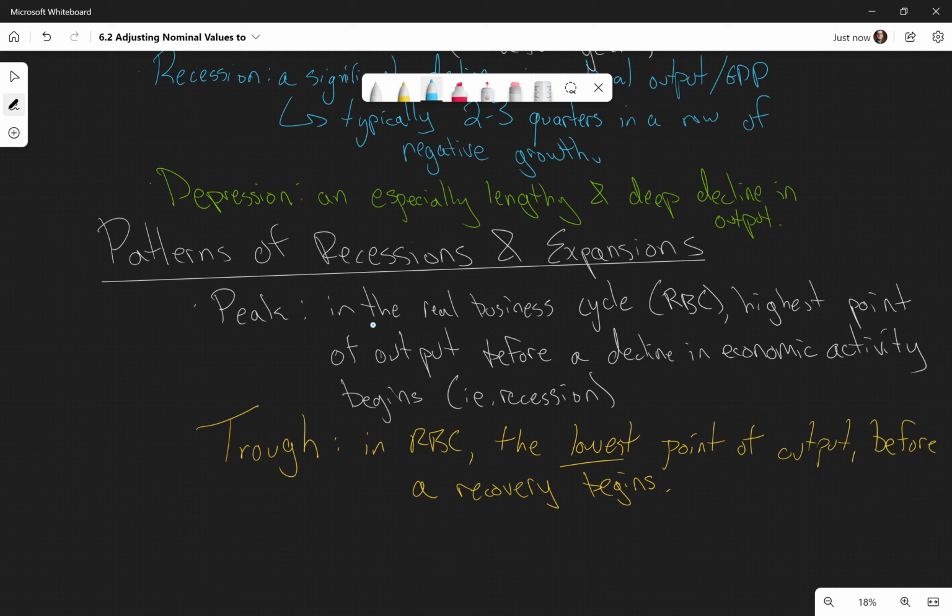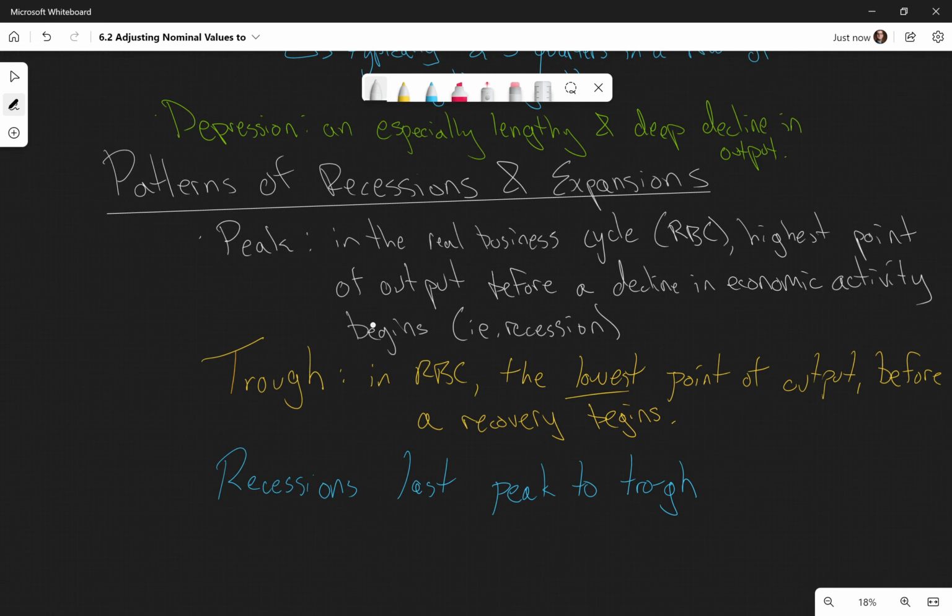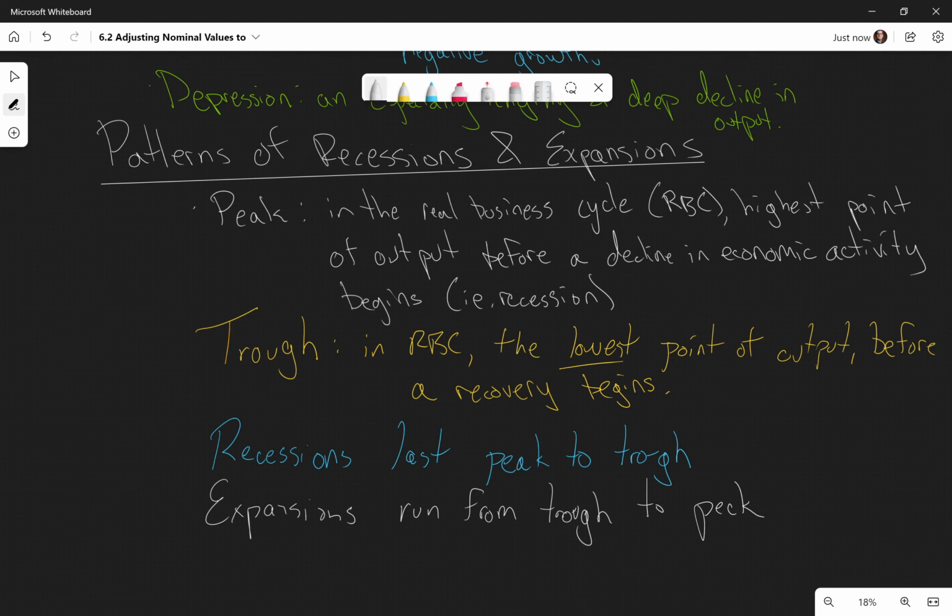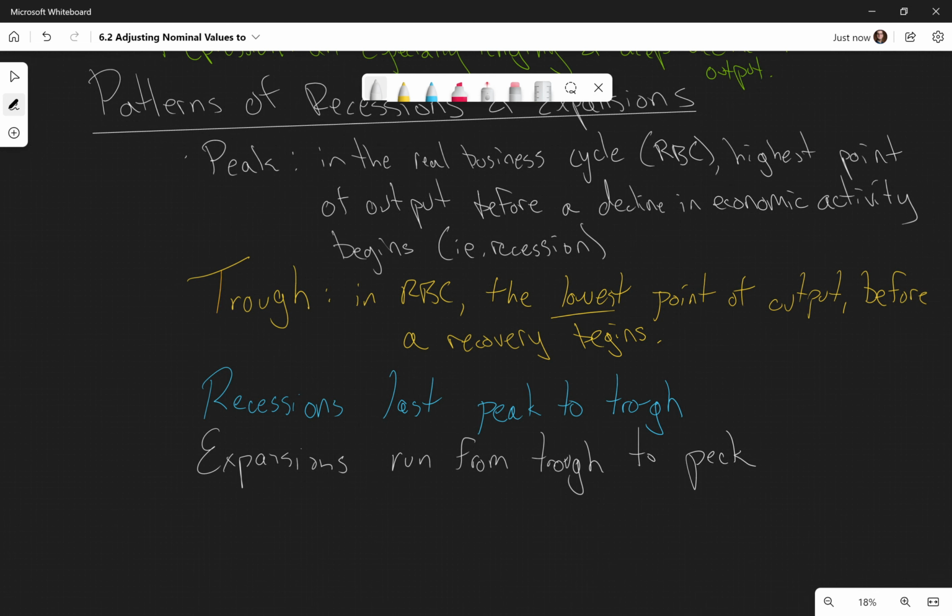We think of recessions as lasting from peak to trough, whereas economic expansions, or economic upswings, run from trough to peak. So this business cycle is the relatively short-term movement in and out of recessions.